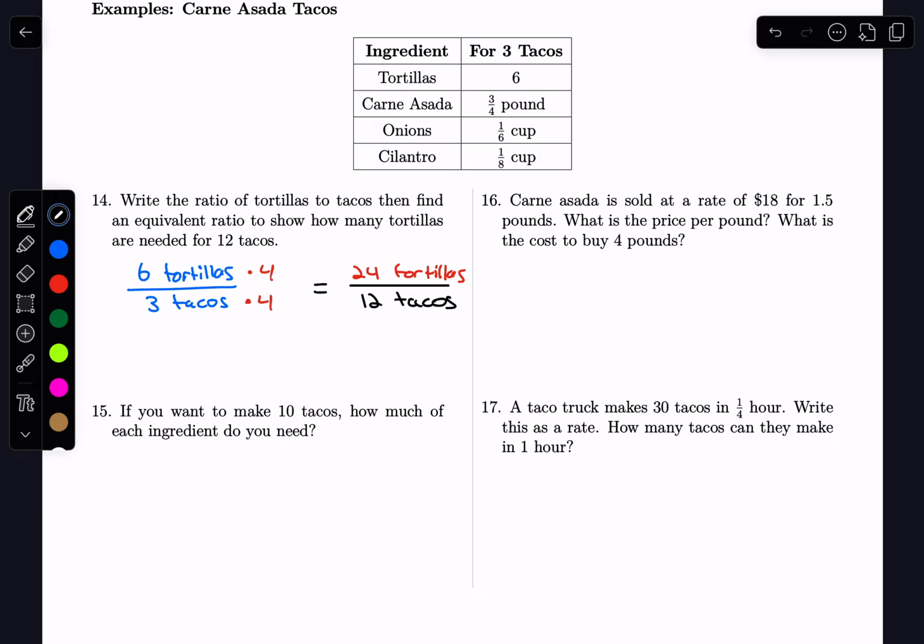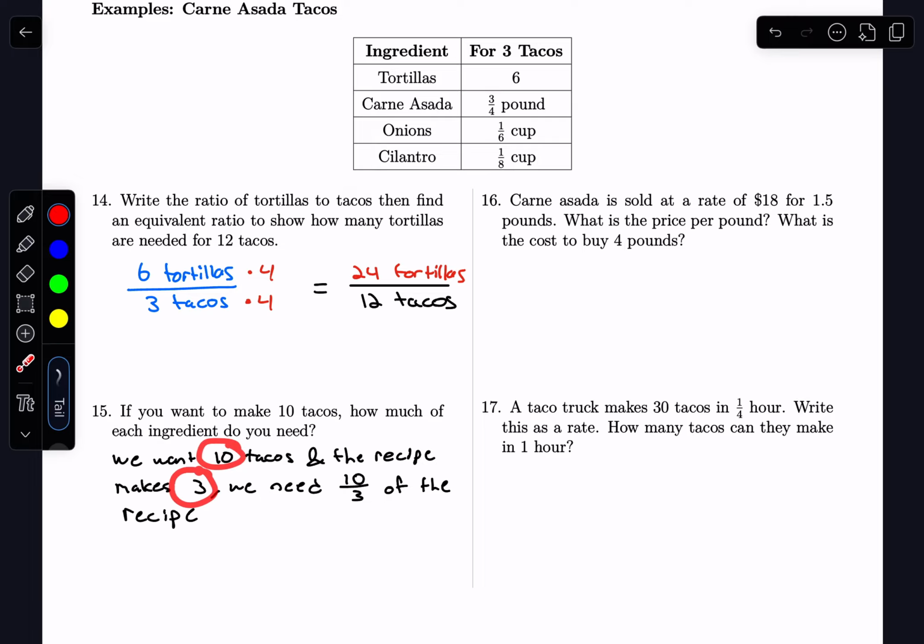So if we want 10 tacos, and the recipe makes 3, then that means we need 10 thirds of the recipe. Notice all I had to do to get that fraction was take the amount we want and divide it by what the recipe already makes. So if we want 10 tacos and each recipe makes 3 tacos, then we need to make 10 thirds of the recipe.